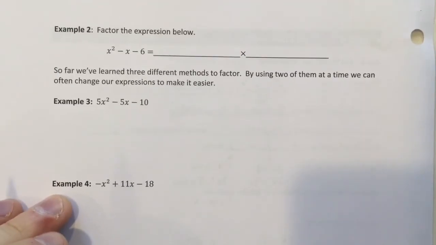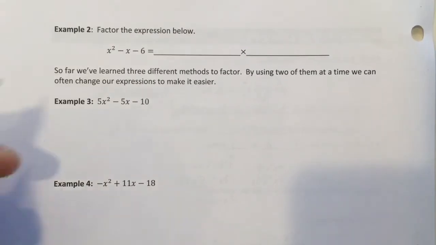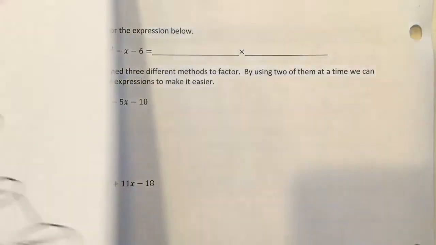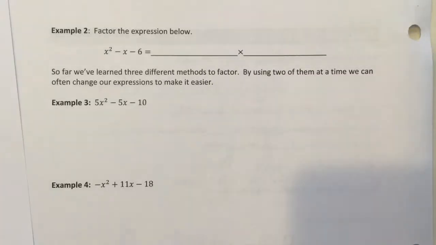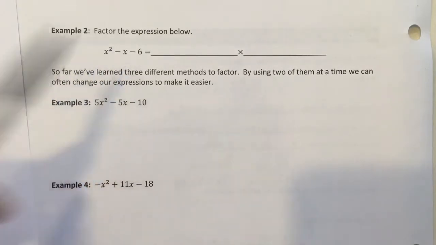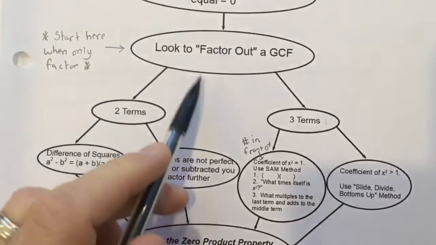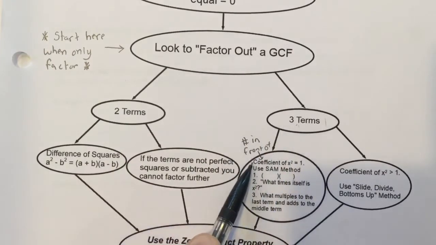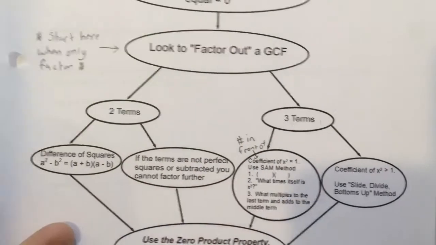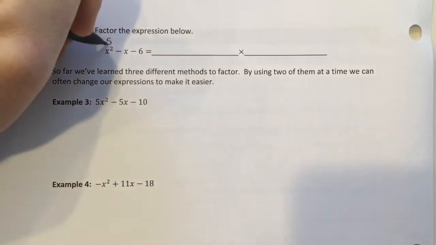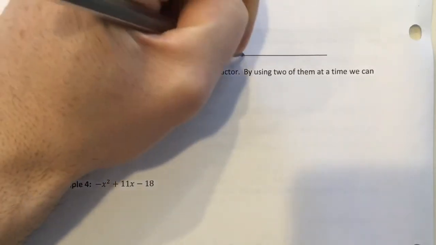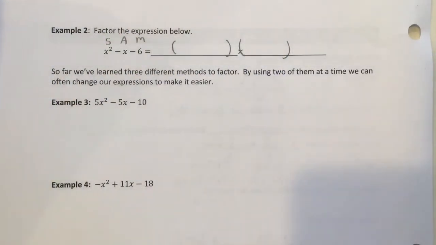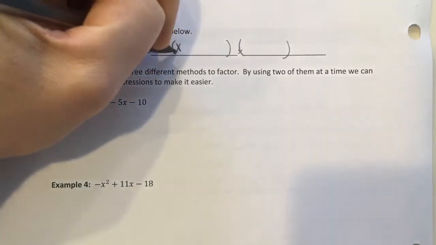If we look at some more examples here. Again, looking at your flowchart, you always want to look for a GCF first. There's no GCF here. And then once we see that, there's 3 terms in that problem, and there's a coefficient of 1 in front of x squared, so it says we're using SAM. So I can put an S, an A, and an M over top of that. Remember, SAM means you make 2 sets of parentheses. What multiplies to x squared is x times x.